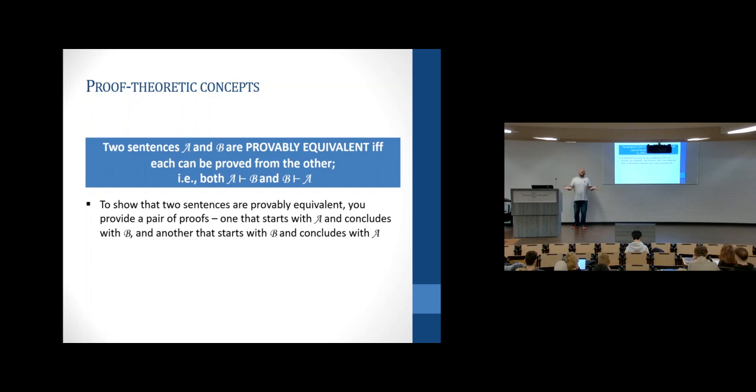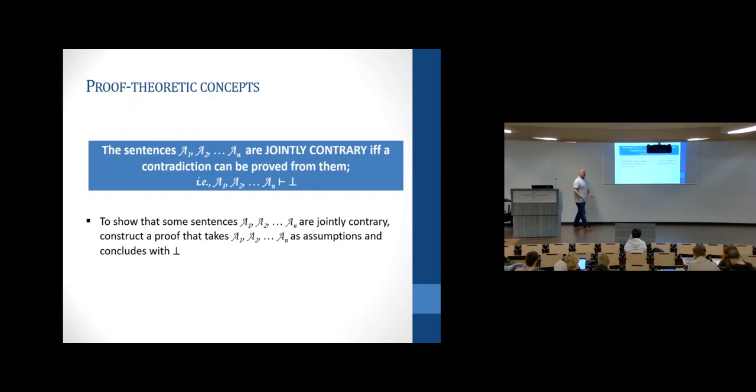And finally, guess what the last one is, right? It's the last proof theoretic property. We can do the same here, right? We can show that some FOL sentences are jointly contrary if and only if we can take them as assumptions and derive a contradiction. Again, these are identical to what we did with TFL.